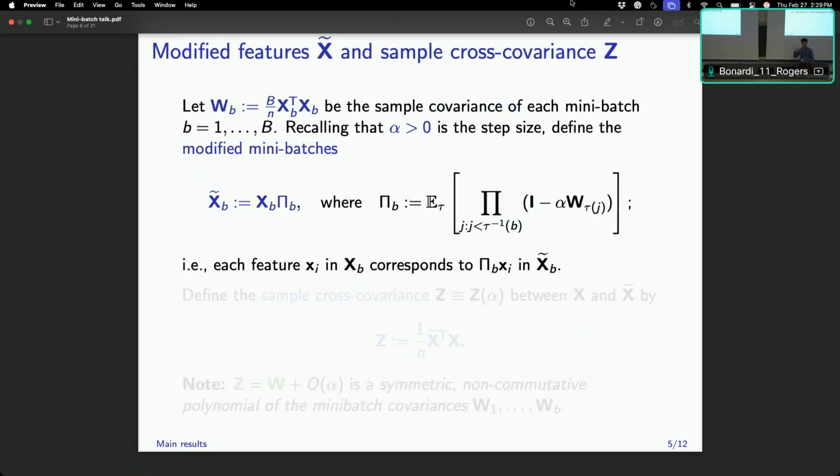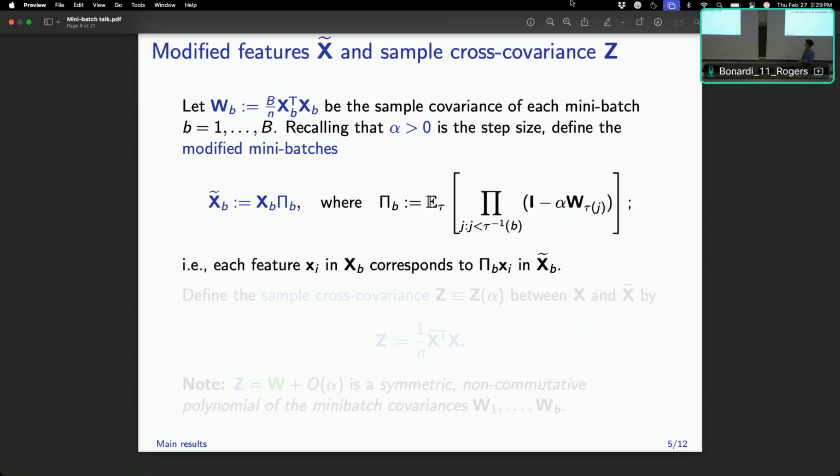Just as a slide before the presentation of the main message, here are a few technical equations. With our setup, we've got capital B mini batches, and each mini batch XB has its own sample covariance, denoted by capital WB here. What we're going to do is define for each mini batch a set of so-called modified mini batches, XB with a tilde on top, where we take each feature in each mini batch, or row in our notation, and multiply it by some matrix pi b.